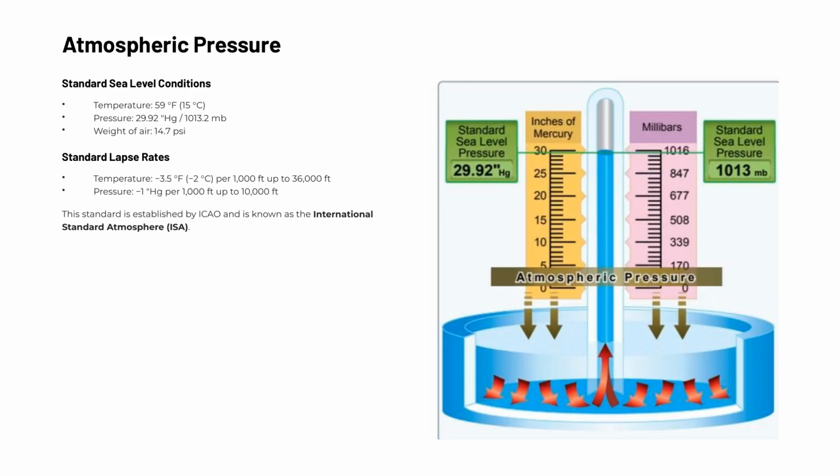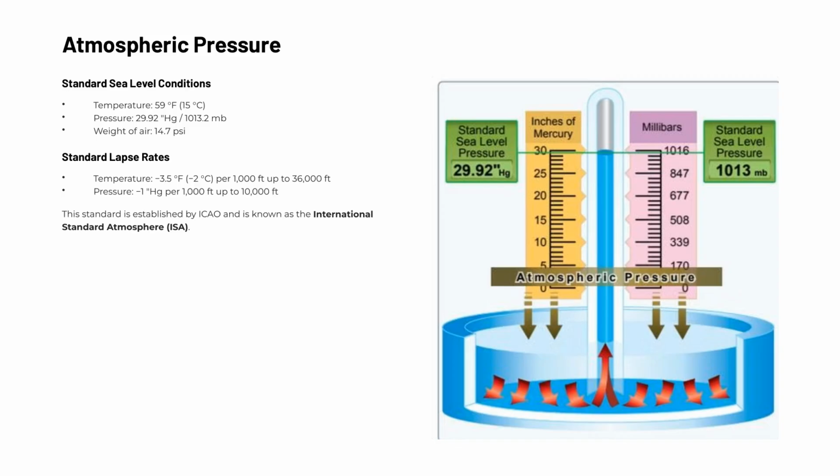At sea level, under standard conditions, the atmosphere has a temperature of 59 degrees Fahrenheit, or 15 degrees Celsius, and a pressure of 29.92 inches of mercury, which is equivalent to 1013.2 millibars. The weight of that air pressing down on every square inch of surface is 14.7 pounds.